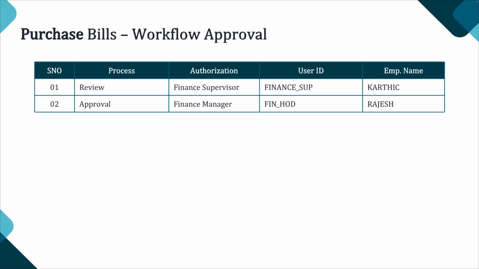This slide shows the purchase bill workflow approval process, which consists of two levels of review and approval. First and foremost, after the entries are given by the creator, the document will be forwarded to the supervisor to review. Once the supervisor has reviewed the document, it will be forwarded to the manager, who has the authority to approve. The manager will then review and approve the document. This is how the workflow functions.